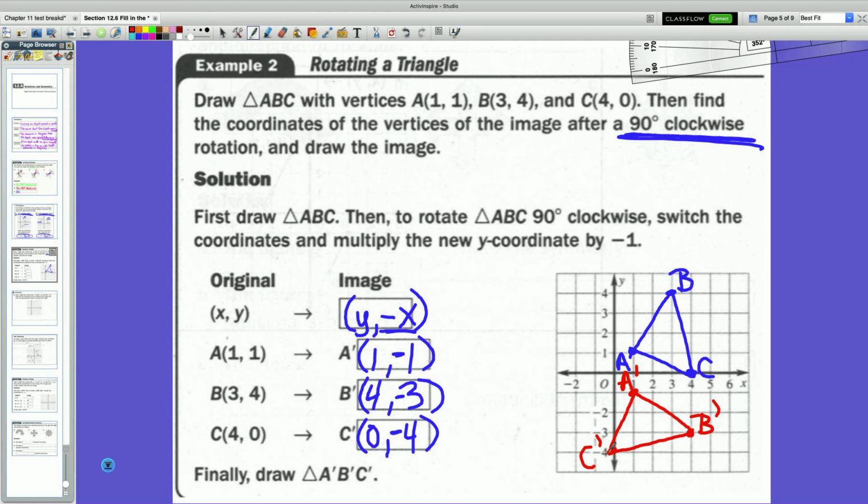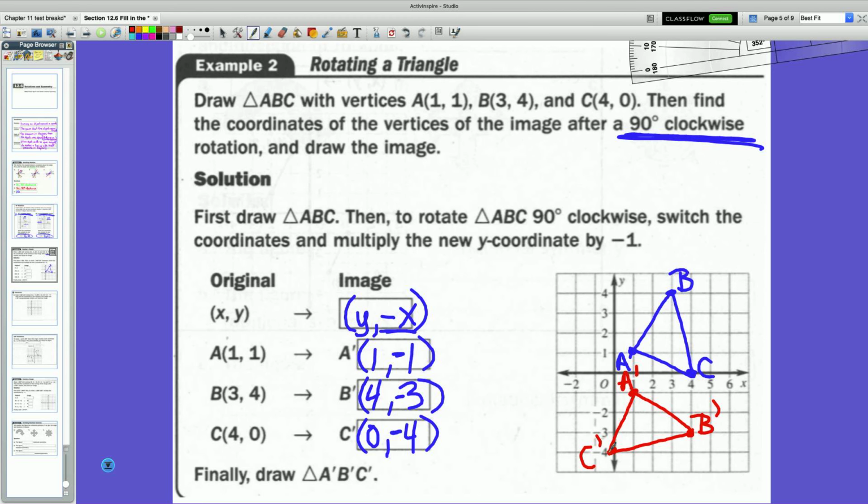Right? It's turned. And if you don't believe me that it's the same, go ahead and take out a piece of scrap paper and you can trace the original and then hold your finger on the origin and turn your paper and it should line up with your image after you turn it 90 degrees. Okay?